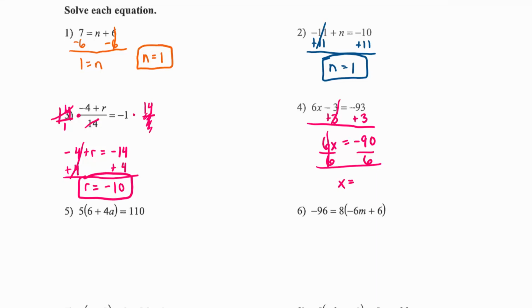Make sure you don't forget that since it's a negative divided by a positive, we get a negative answer. 6 goes into 9 once with 3 left over, so 6 goes into 93 five times. So x equals negative 15.